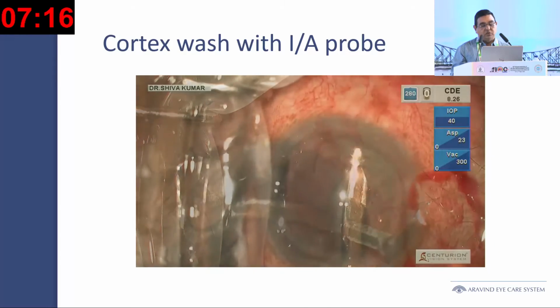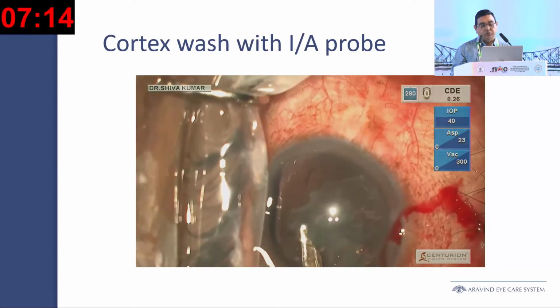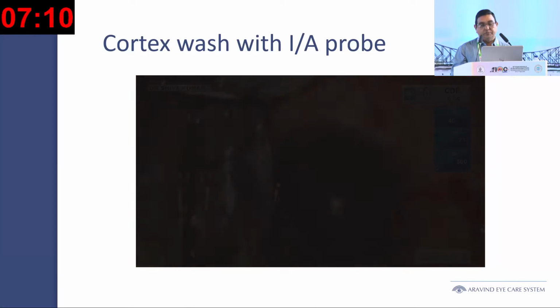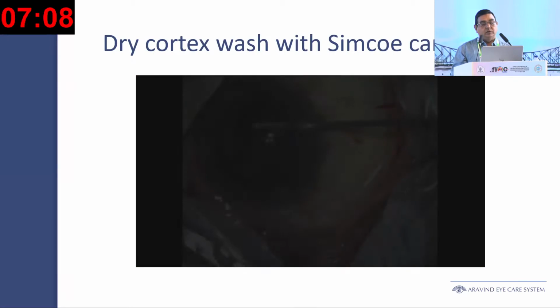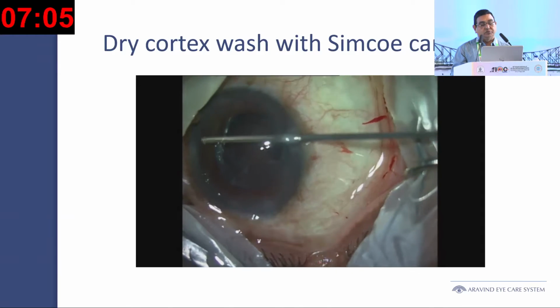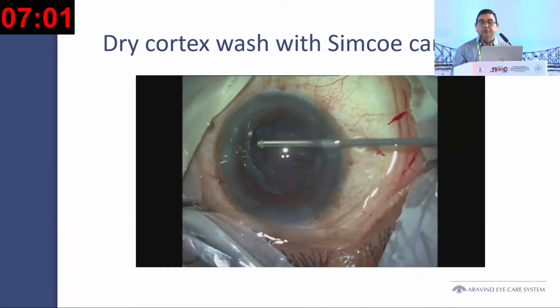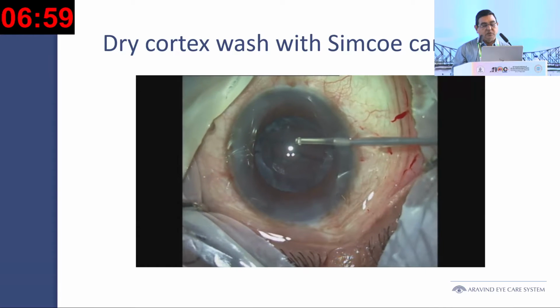This ensures that I remove the cortex without breaking the anterior vitreous face. Coming to the dry cortex wash with Simcoe, when vitreous is already presented, we go ahead with the vitrectomy with the chamber filled with viscoelastic in this case.